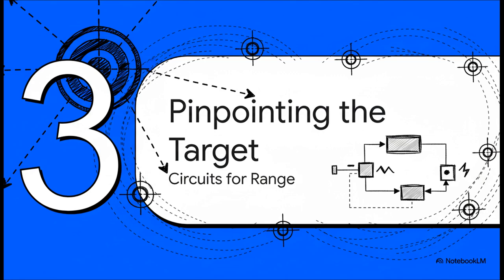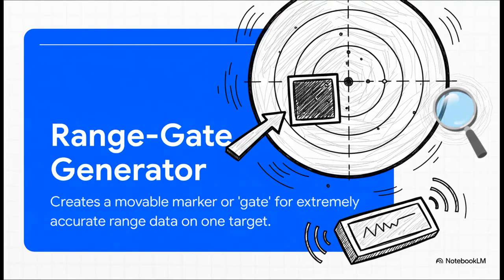That's great. But sometimes just knowing a target is over there isn't good enough. You need to know the exact range. So let's check out the specialized circuits that let operators measure distance with incredible precision. For those times when you need the exact range to one specific target, you use what's called a range gate generator. You can think of it like a digital magnifying glass, just for distance.